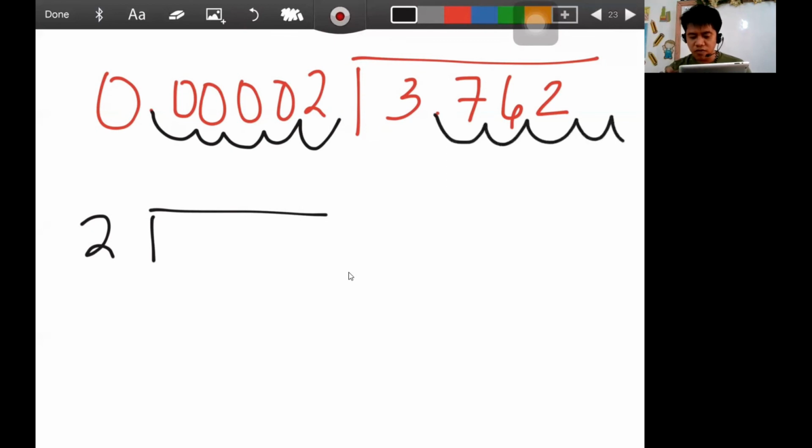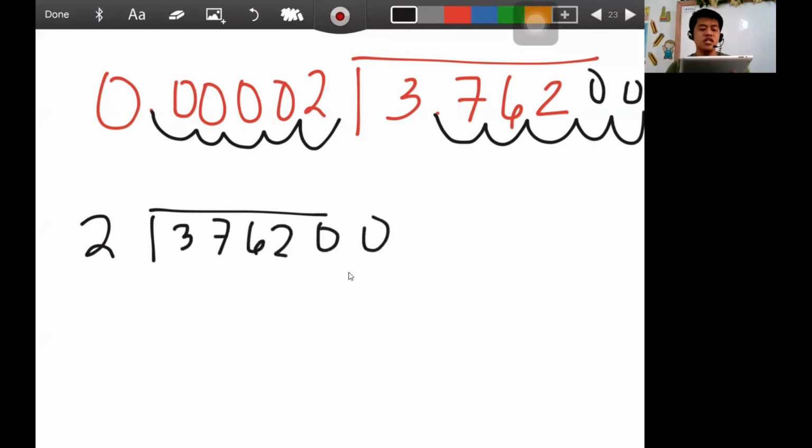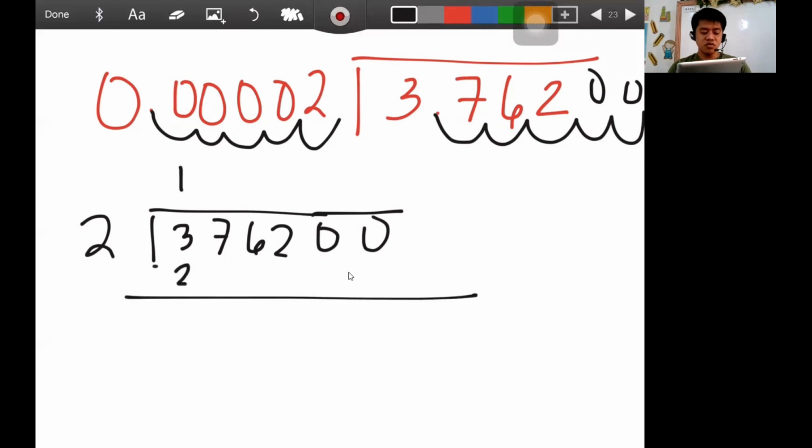Lalagyan natin ng 0, lalagyan natin ng 0. Kaya magiging anong number siya? 376,200. Divide natin sila isa-isa. 3 divided by 2 is equal to 1. 1 times 2 is equal to 2. 3 minus 2 is equal to 1.